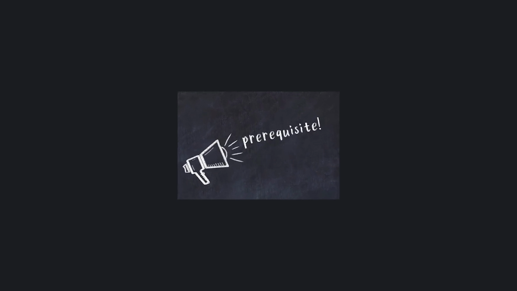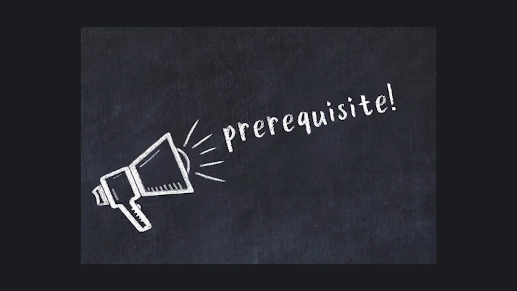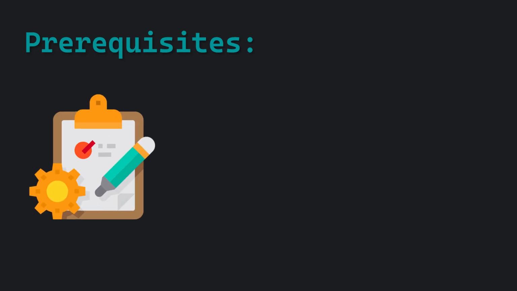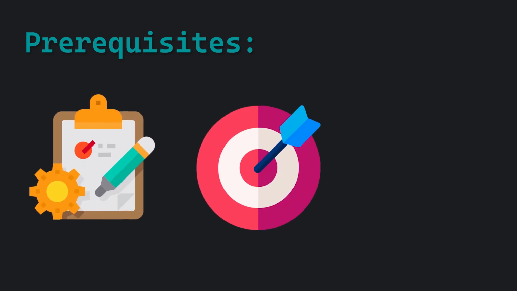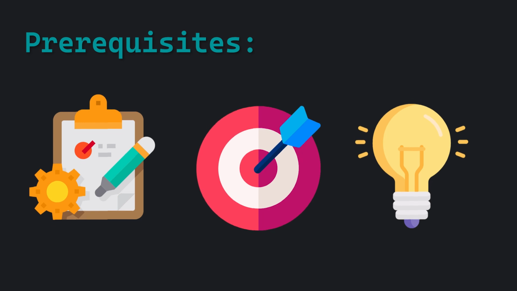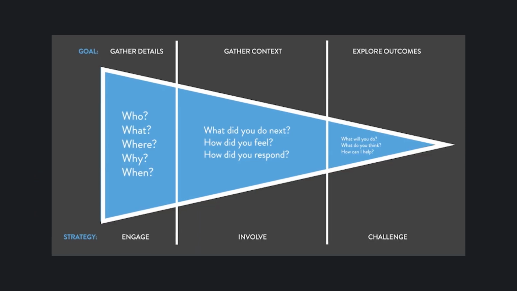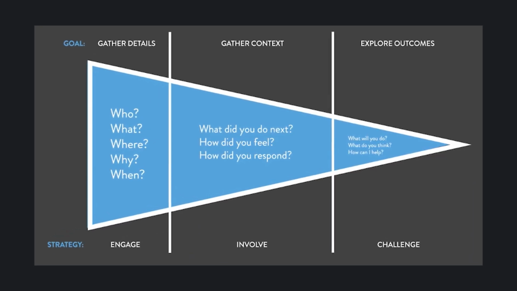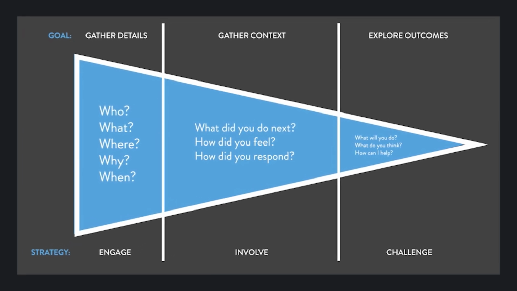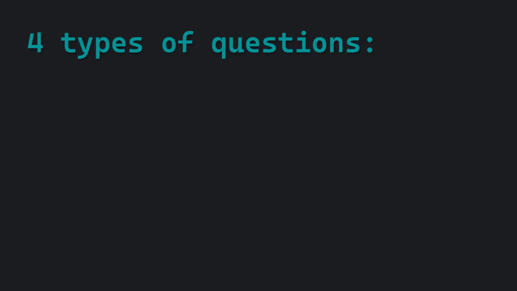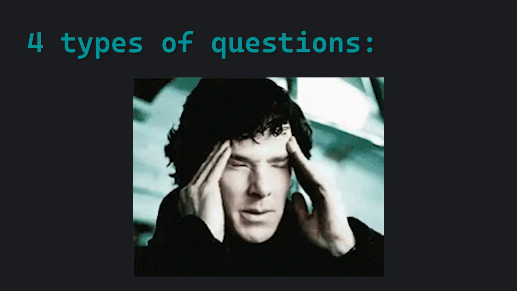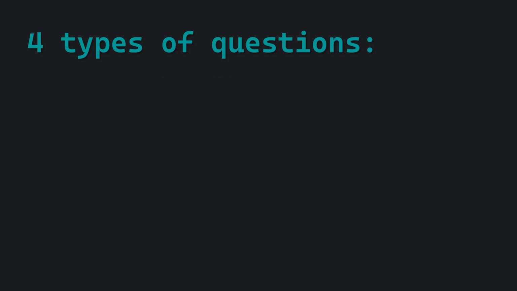Now, before I tell you the specifics of how to implement this technique, I want you to know that there is a prerequisite. You must have either a project, a goal, or an idea that you're trying to complete. Once you have that, you next need to understand the fundamental components of what makes a question a question. In engineering, there are four basic types of questions that I consider to be the most important. Now, you don't need to memorize all of these, you just need to be aware that they do exist.